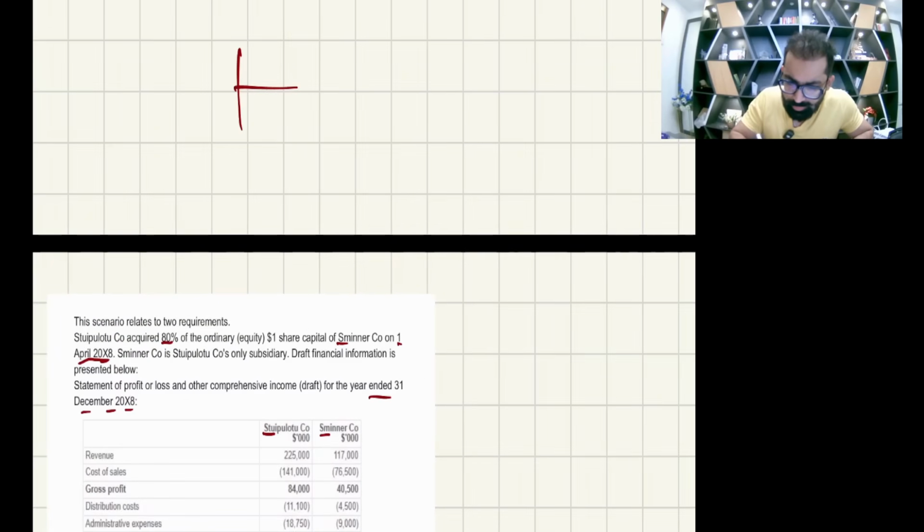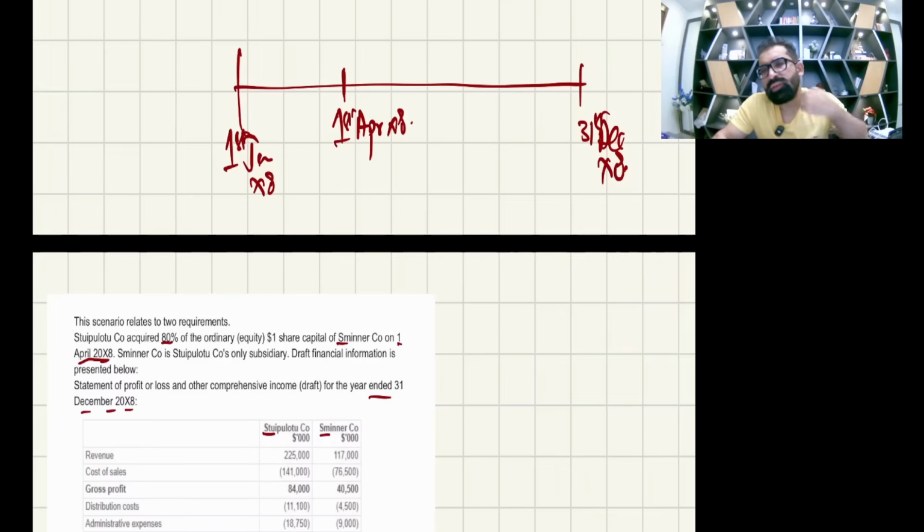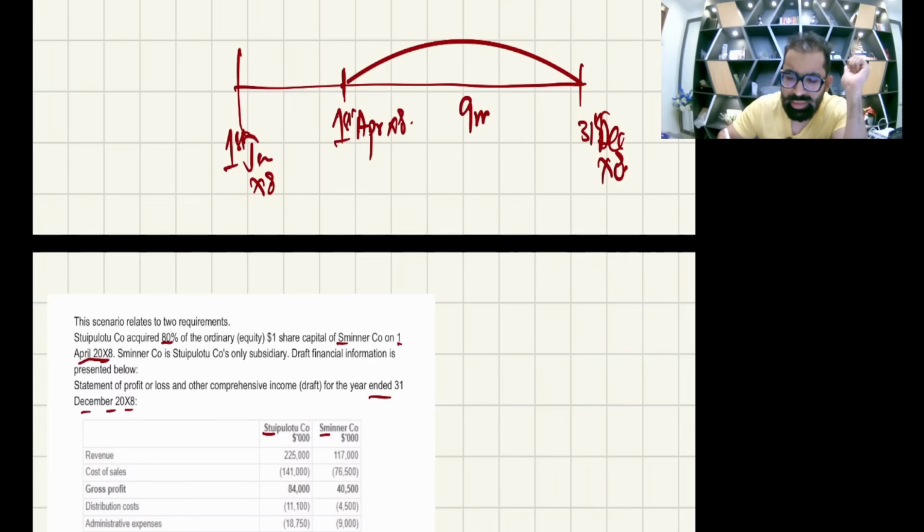Listen, this is your accounting period, 1st January X8 to 31st December X8, and this is your takeover date, which is 1st April X8. So in this fiscal year there are only 9 months. S company data will only be added for 9 months. This is the income statement question. Be careful, and you know that the income statement is always for the year.